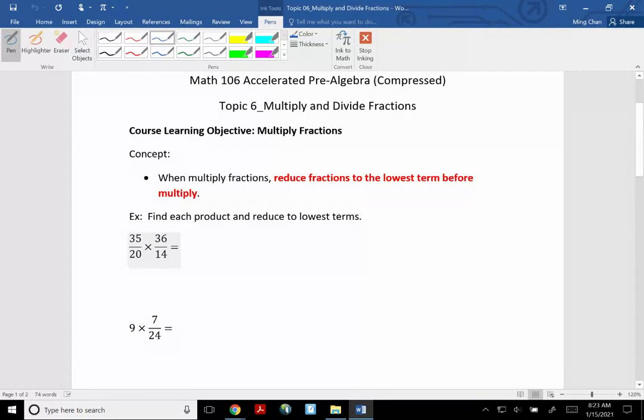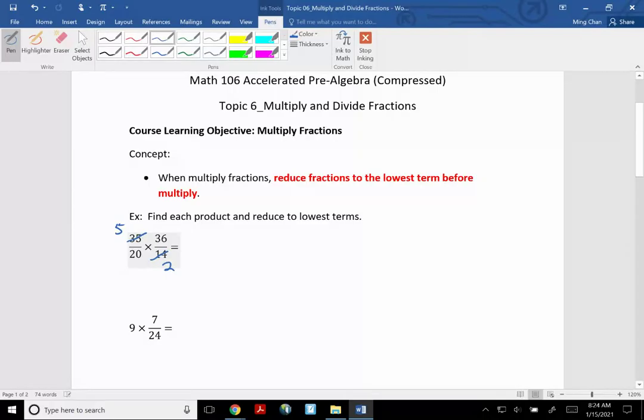So I find a number that I recognize first. I recognize 35 and 14 because I know on the multiplication table 35 and 14 are under 7. So I'm going to reduce these two by 7. 7 goes into 35 5 times, and 7 goes into 14 2 times.